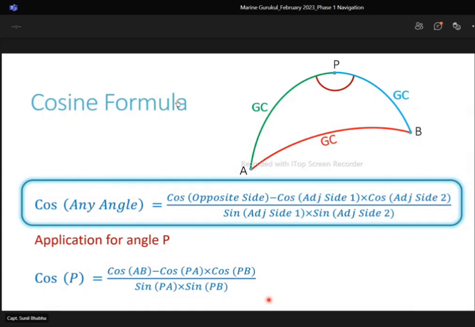Cos of any angle is equal to cos of opposite side minus cos of adjacent side 1 multiplied by cos of adjacent side 2 divided by sine of adjacent side 1 multiplied by sine of adjacent side 2. Ye jo formula hai, ye humne angle P ke liye yahan pe apply bhi kiya hai. So aap iski application dekho, aur agar aapko application mein koi bhi doubt aa raha hai ki yahan AB kyon laga hai, yahan PA kyon laga hai, aap mujhse pucho.